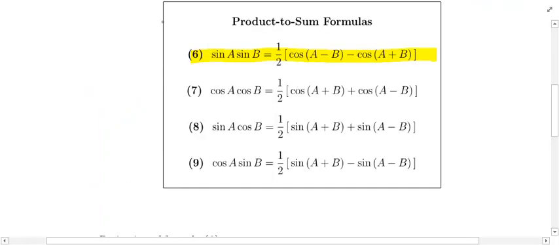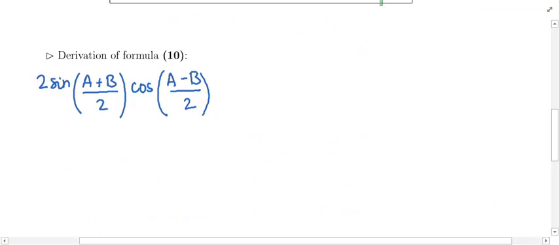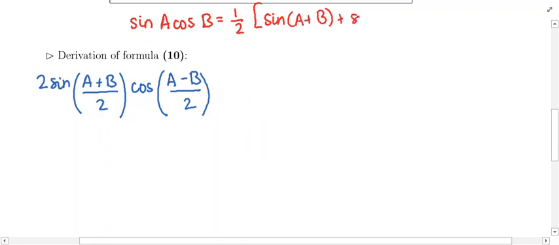Okay, so if I go back to these, I'm looking for the one that has sine times cosine. That's going to be this one. So I'm going to use this to do my derivation. Okay, all right, so here we go. I'm going to write this identity in red. We have learned already that the sine of A times the cosine of B is the same thing as 1/2 times the sine of A plus B plus the sine of A minus B.